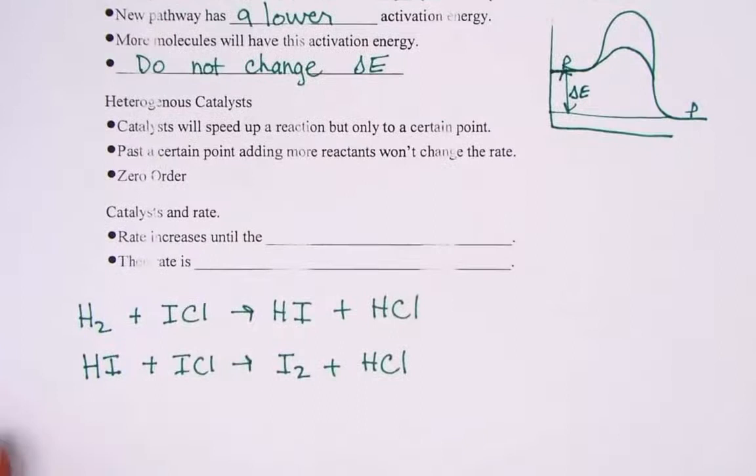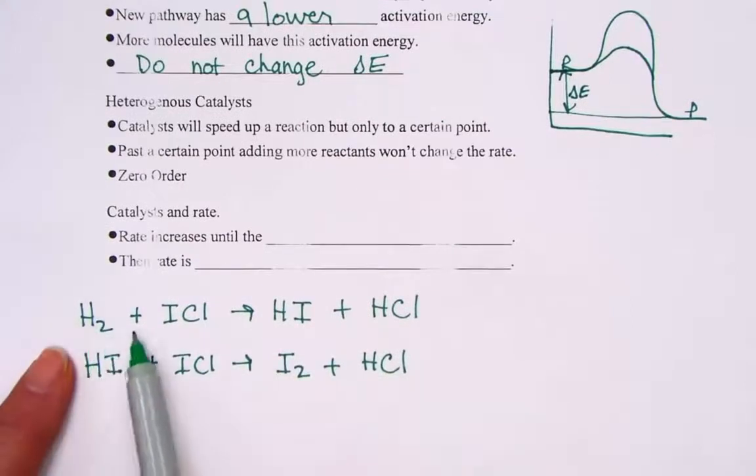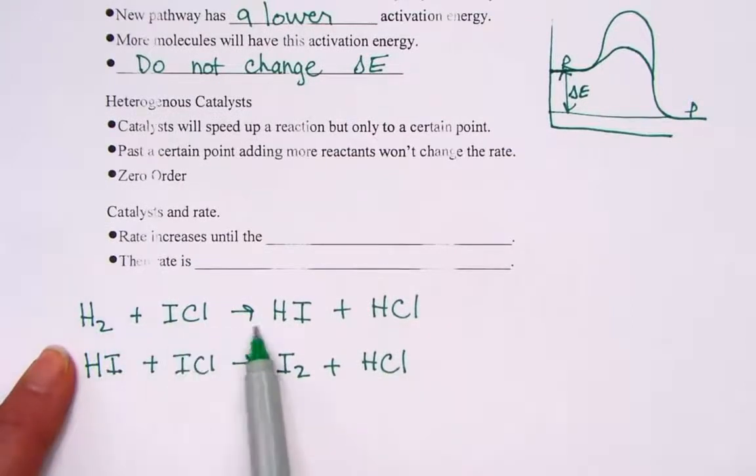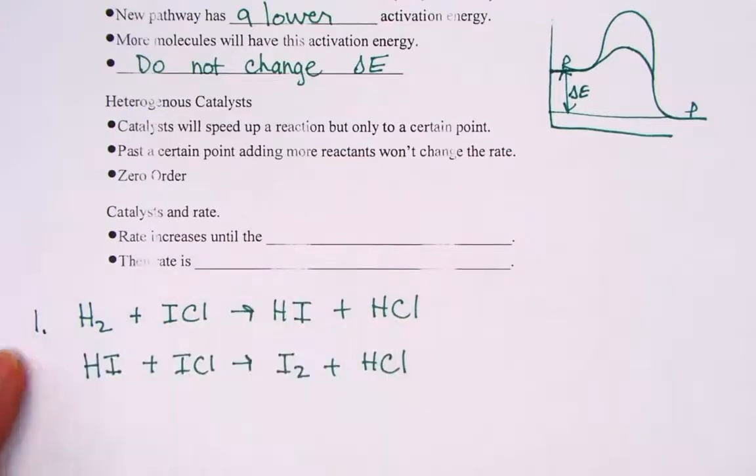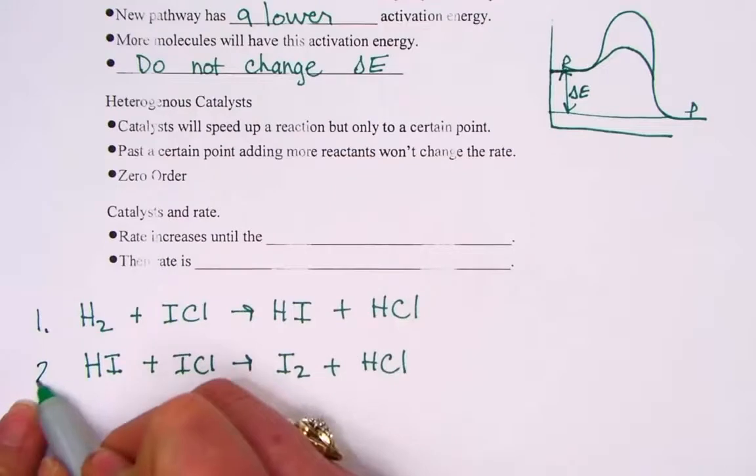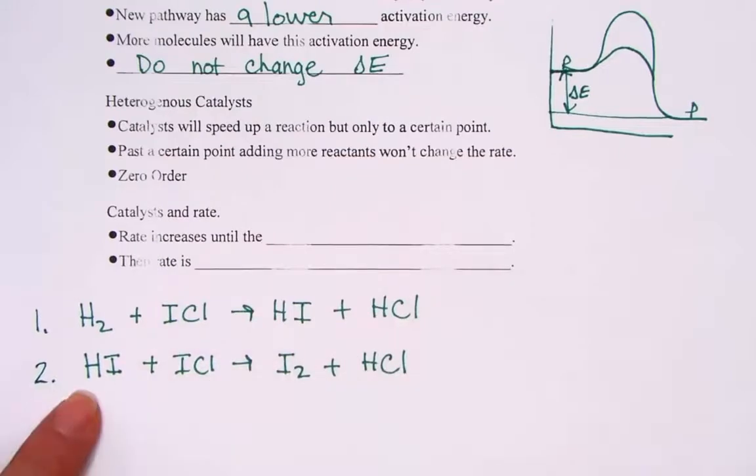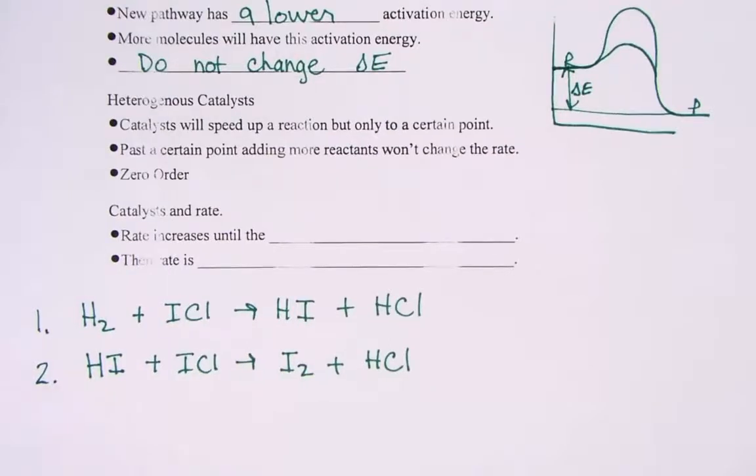Let's take a look at an example that I've written. I have H2 plus ICl makes HI plus HCl. I'll call that step 1. Step 2, and these are elementary reactions: HI plus ICl gives me I2 plus HCl. If this is a proposed mechanism with two elementary reactions, let's write a balanced equation for the overall reaction.